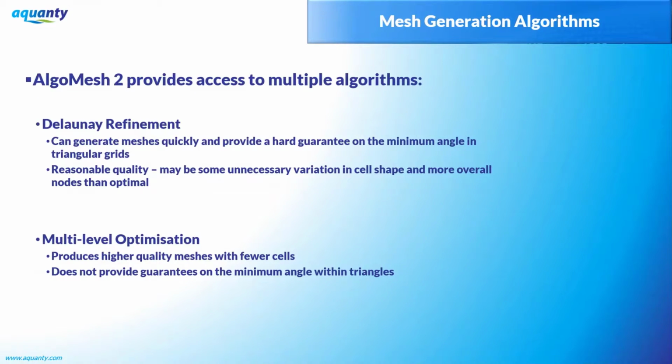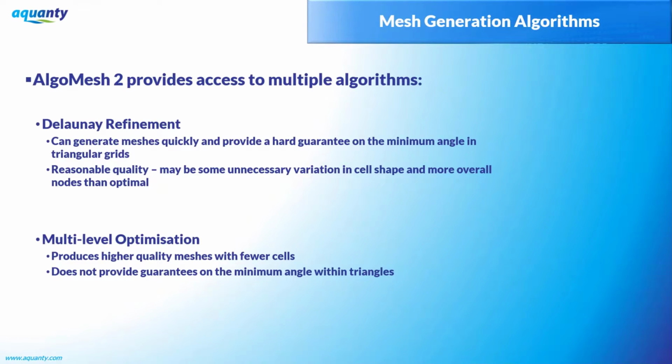AlgoMesh includes two algorithms available that you can choose to use for creating your mesh. That's Delaunay refinement and a multi-level optimization. Delaunay refinement can generate meshes quickly and provides a hard guarantee on minimum angles in the triangular elements themselves. And the meshes produced by this algorithm are of reasonable quality, but often have some unnecessary variation in cell shape, as well as more nodes overall than might be optimal.